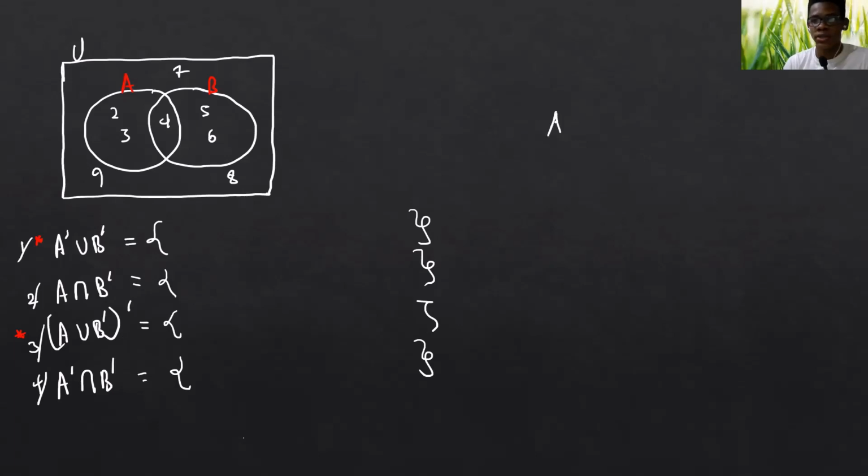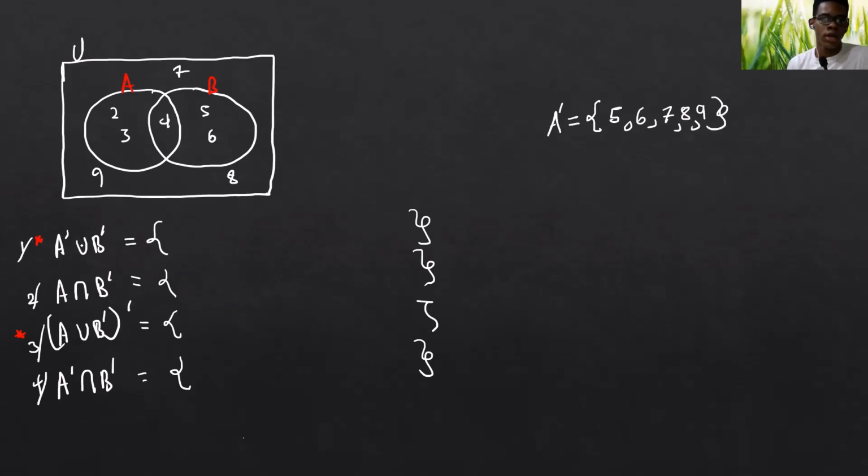Let's go and list. I know this is the long way of doing it, but you can't go wrong like this, trust me. So A complement means everything that's not in this circle, A. So that is the 7, 5, 6, 8, and 9. So we're looking at 5, 6, 7, 8, 9, right? Those are the elements that are in A complement.